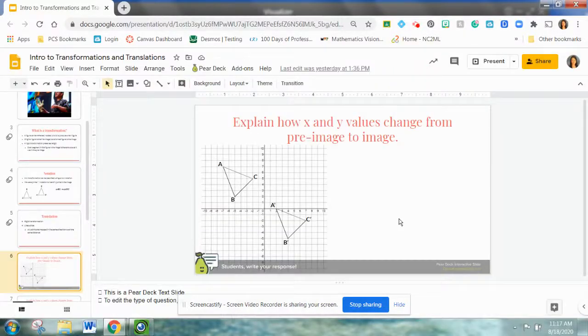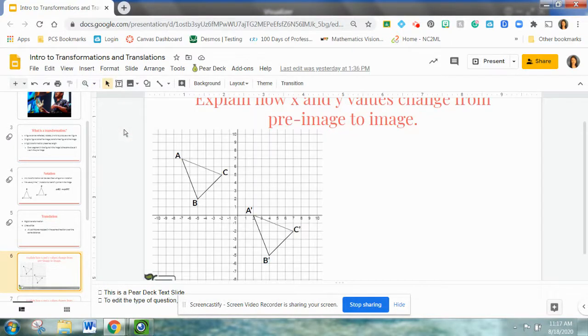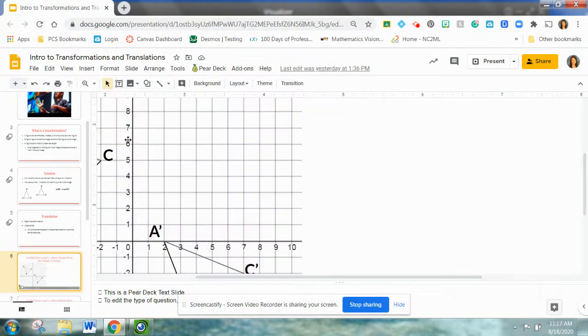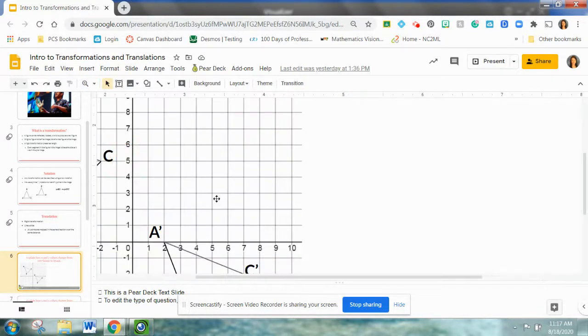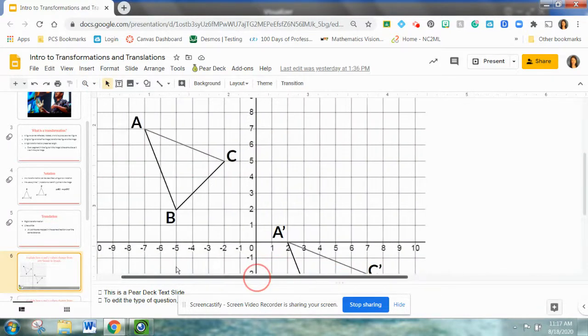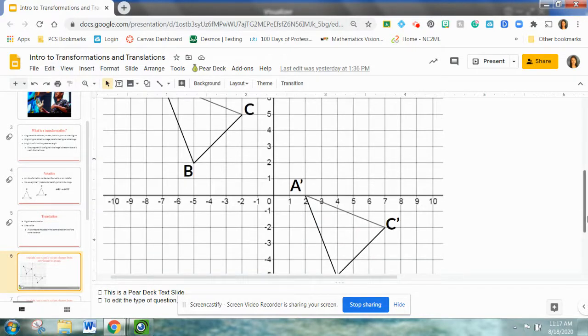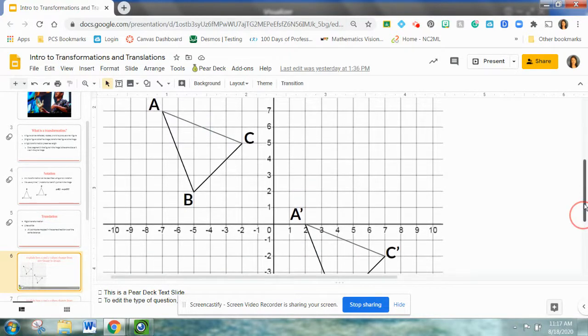And I'm going to escape out of this. I'm going to zoom in a little bit. Let's see how that works. Too much. Let's do 100. Okay. Oh, I know what I can do. That's good enough. We're just going to look from A to A prime.